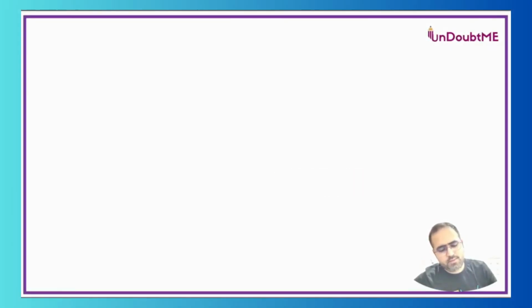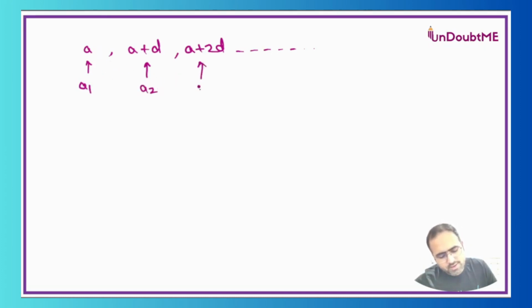So, sum of n terms for a finite arithmetic progression. A finite arithmetic progression will have terms like this: a, a plus d, a plus 2d, and so on. If you look at this logic, first term, let's say a1, is a, then second term a2 is a plus 1d, third term a3 is a plus 2d. Likewise, the last term, or the nth term, will be a plus n minus 1 d.